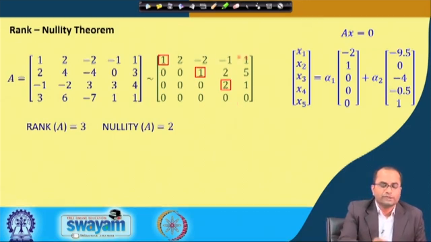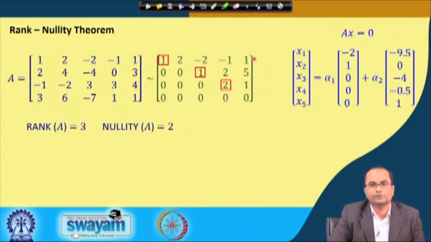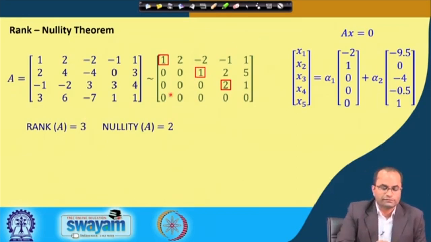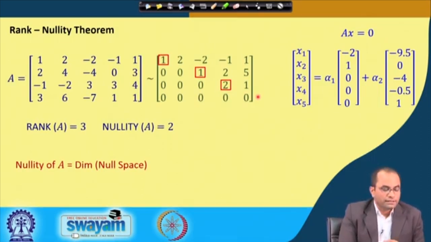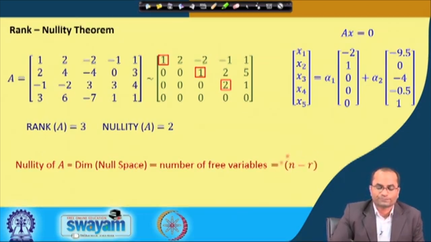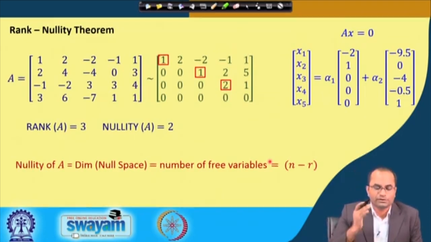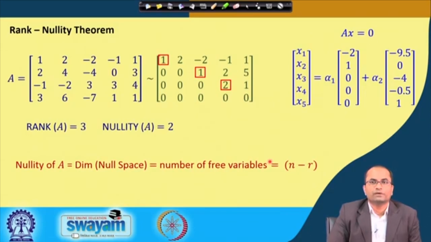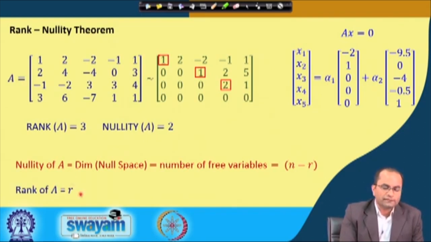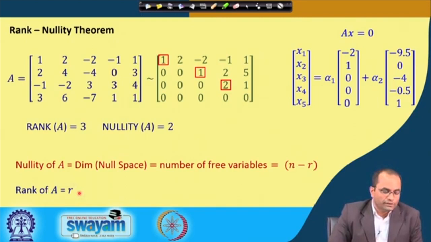So, this adds up to n, the number of columns, or the number of unknowns in Ax = b. This 3 plus 2 adds up to 5. In this case, we have 5 columns. In general, how do we read this? The nullity of A is the dimension of the null space, which was 2 in the previous case, meaning the number of free variables. In our notation, we take the number of free variables as n minus r, because we have n columns and r are the rows where we have the pivots. So, this r is the rank of the matrix, the number of pivot elements. So, the rank is r and the nullity is n minus r.